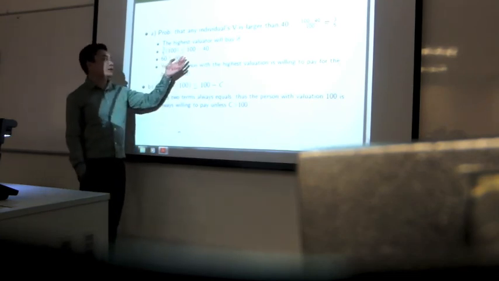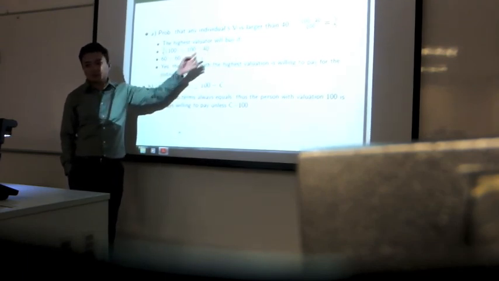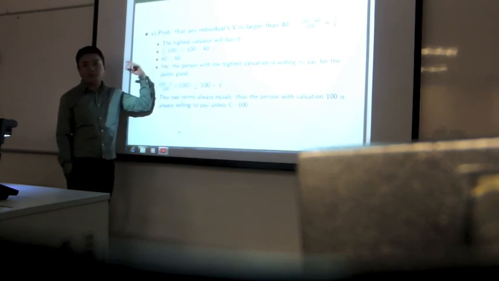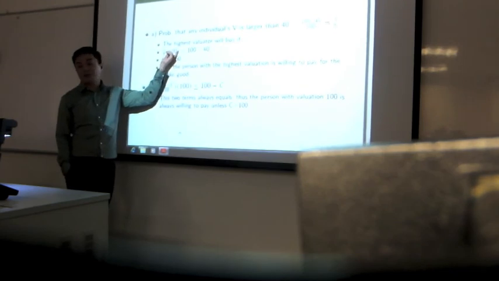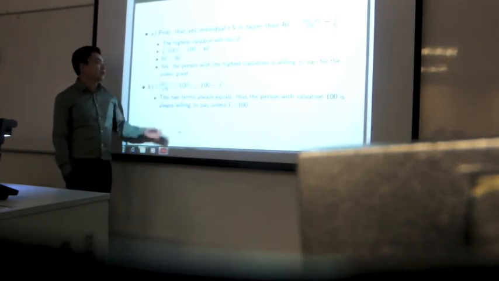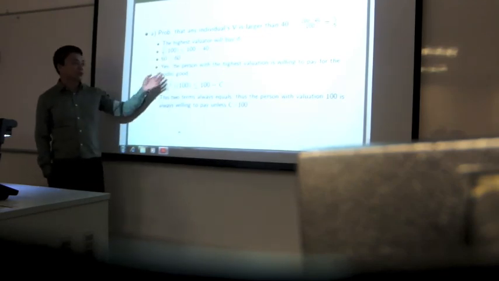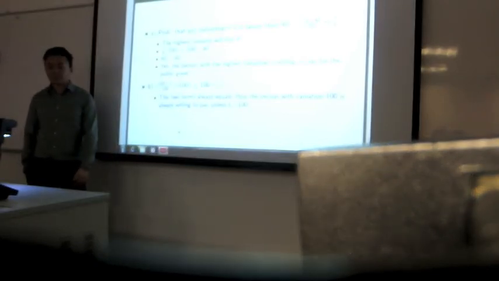So the highest valuator, if he chooses to pay for the public good, will get a value of 100 minus 40, which is how much he has to pay. If he chooses not to pay, there will be a 60% chance that someone else will pay. And if someone else pays, he will get 100, because he doesn't pay and gets the pure value of 100. So it turns out both are equal for the person with value 100. So this person with value 100 will always be willing to pay for the public good.